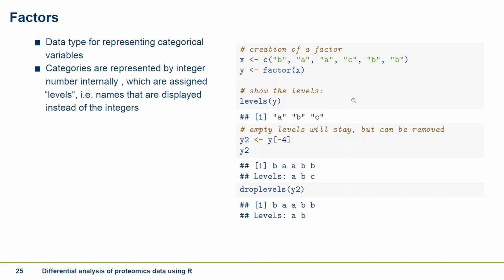you will get A B C. If you, for example, remove the fourth element here, which is the only occurrence of C in this factor, then you will see that the factor is only B A A B B, but the levels still know that potentially the category C exists. If you don't want to have that and want to delete empty levels, you can use the droplevels function on this factor, and then you will see that this C level disappears.